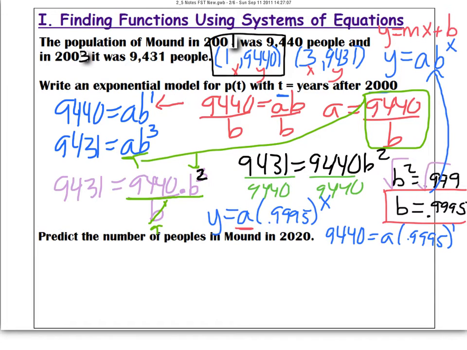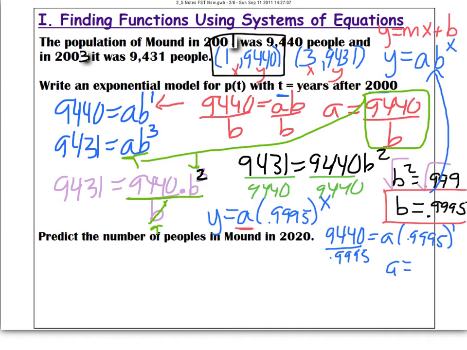So to finish it off, to solve for a, I'm going to divide both sides by 0.9995, and we're going to get that a is going to be equal to 9444.7. Okay, now we can take that a value and finish off the equation. We take that and we put it in here. So our final equation is going to be y equals 9444.7 times 0.9995 to the x power. And that's our exponential model.